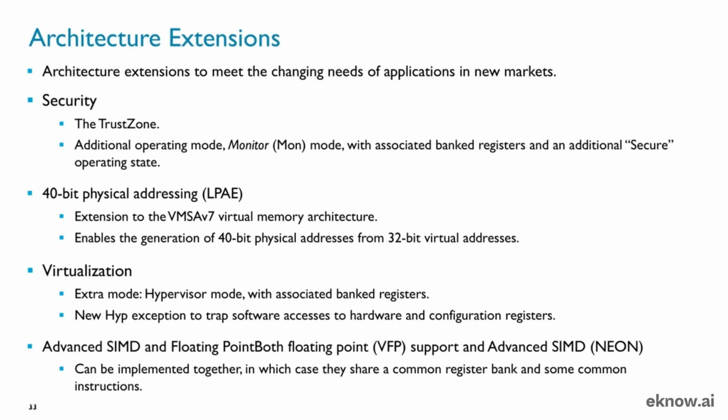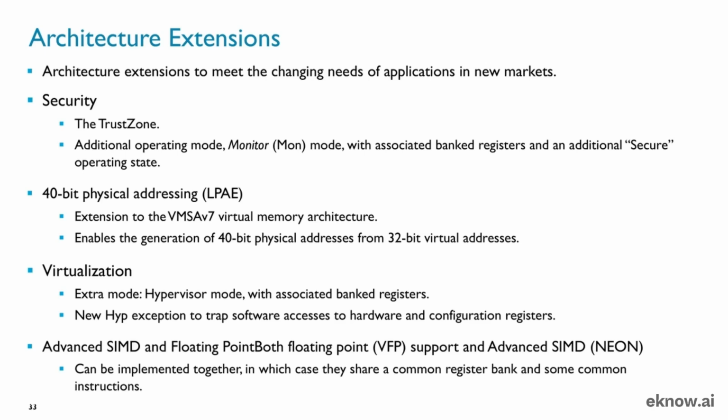Next, we have 40-bit physical addressing, also known as LPAE, which stands for Large Physical Address Extension. A standard 32-bit processor can typically only address up to 4 GB of physical memory because 2 to the power of 32 is 4 billion. But in modern systems, we often need more RAM than that. So, how does this work?